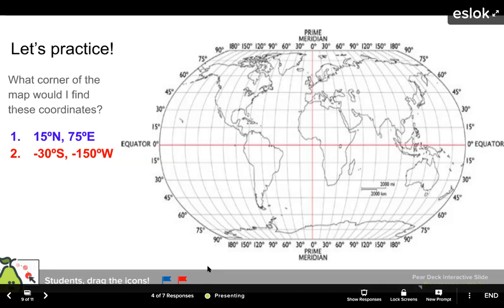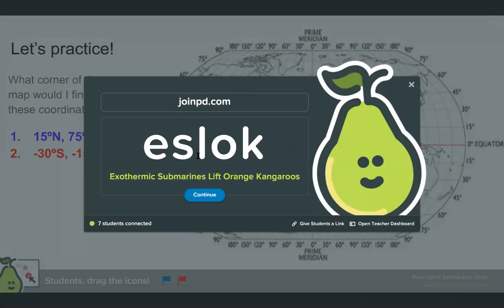All right, for the people who just joined us, if you can join PD with this code, you can participate, because I know there's still some stuff you can do.